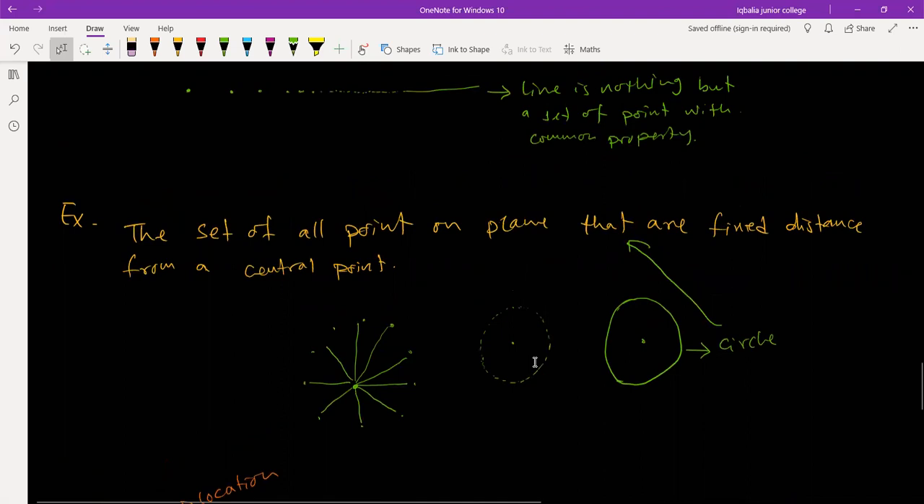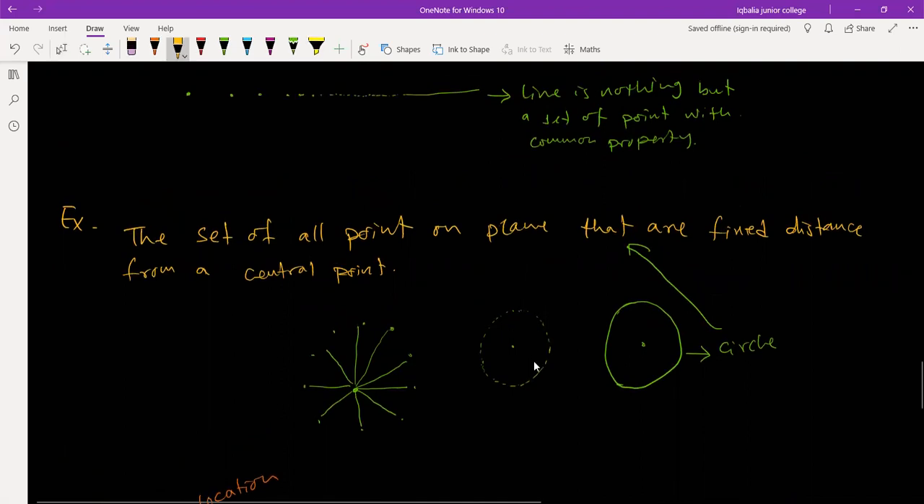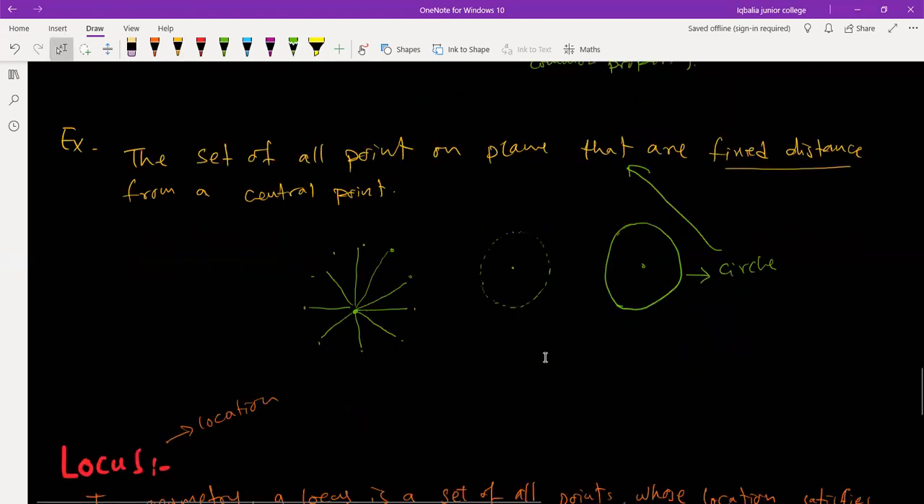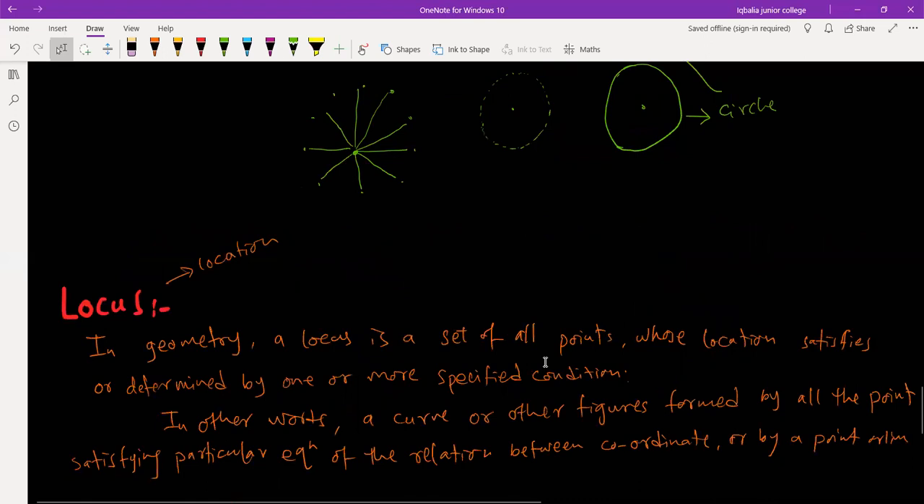Okay. So here, the condition is the set of all points on the plane that are a fixed distance from a central point. The distance between two points is fixed, so every point has this fixed distance. So either you can define the locus as a set of all points whose location satisfies or is determined by one or more specified conditions.